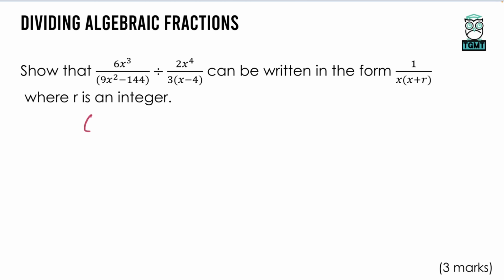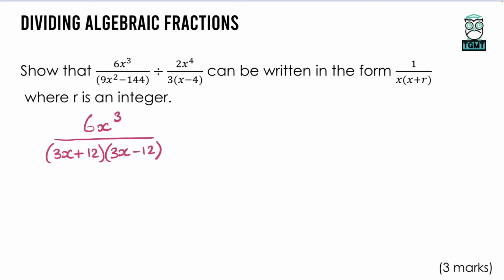Now the first fraction just has 6x cubed on the top, so that can stay as it is. The denominator here does have a difference of 2 squares. So 9x squared minus 144, 9 and 144 are both square numbers, so that would factorise to 3x plus 12 and 3x minus 12. There we go, just the square root of 9 and the square root of 144 in those sort of replicated brackets where one's a plus and one's a minus.